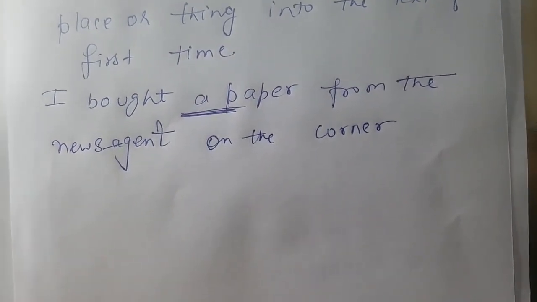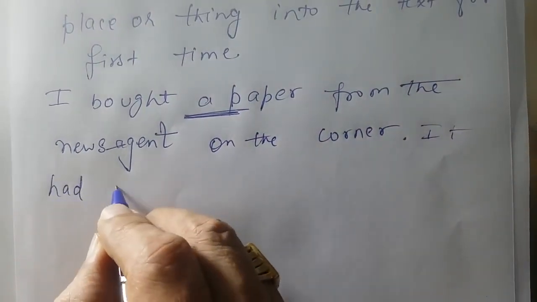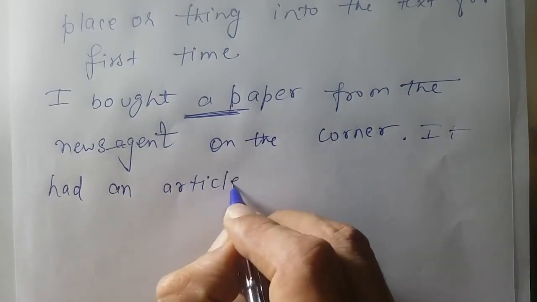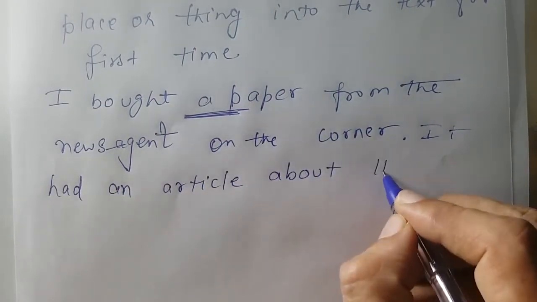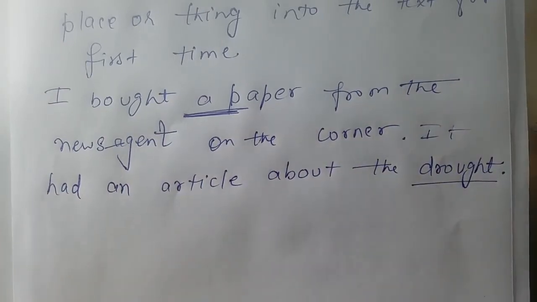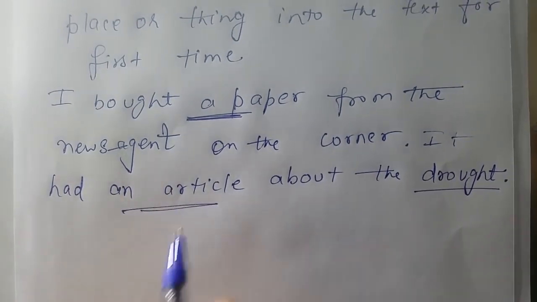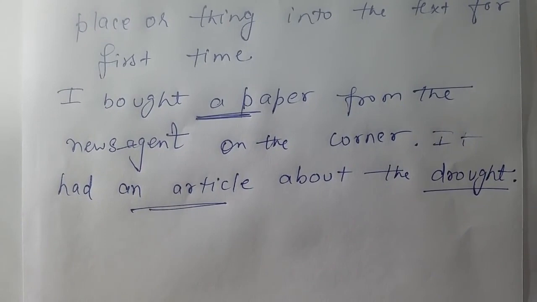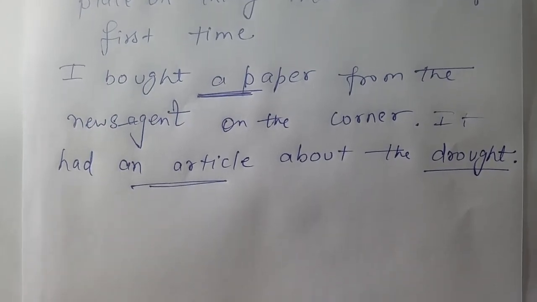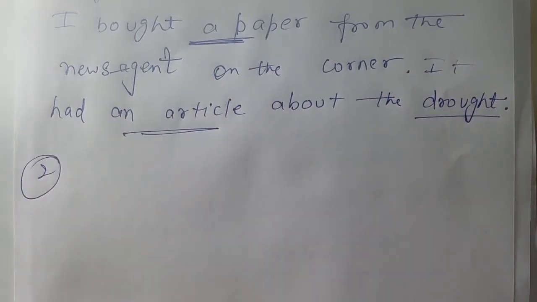Next, it had an article about the... So an article means introducing something for the first time. This is very much helpful in writing also. This is the first issue. Let's go to the second issue. The second issue is very clear.